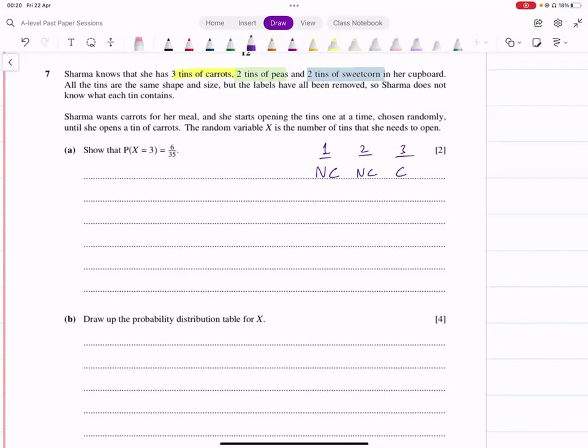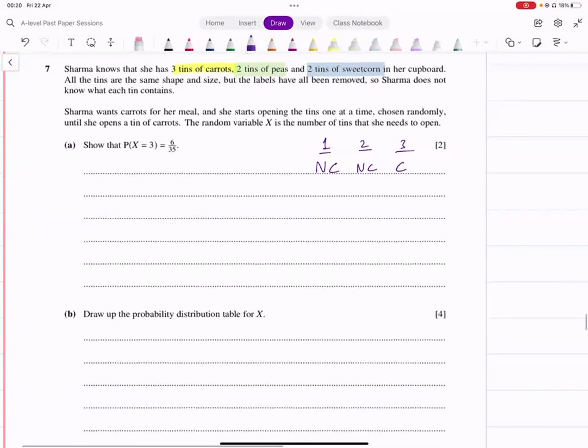It isn't binomial either, because for both of those you need the probabilities to be constant, and here the probabilities are not constant, right? Because once you have opened the first tin, the number of tins you have left is reduced. Let's think about this. What is the probability of not having a carrot in the first tin? You've got 7 total tins. How many of them don't have carrots? 4 don't have carrots. So what's the probability of not having a carrot in the first tin? That is 4/7.